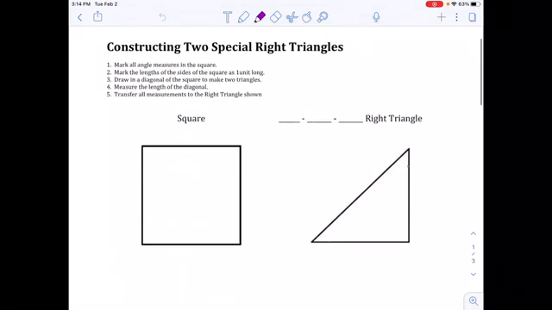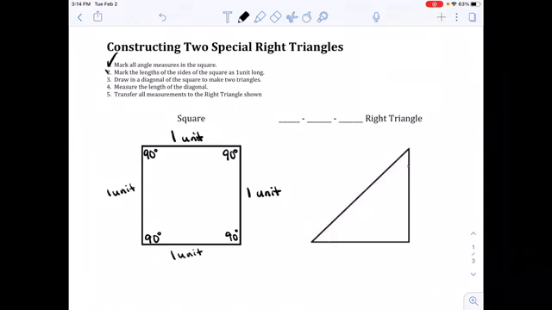So we have a list of directions here. We are going to mark all angle measures in the square. These are all just 90 degrees. Then we are going to mark the lengths of the sides of the square as 1 unit. So I know a square has all the same side lengths. They are all 1 unit in this case.